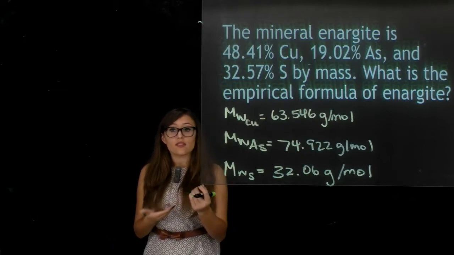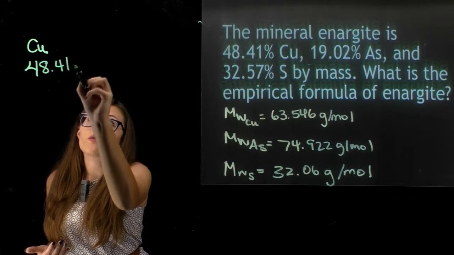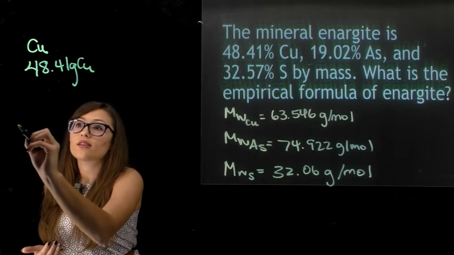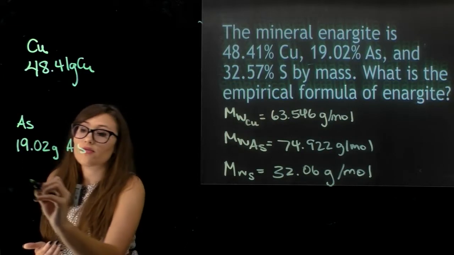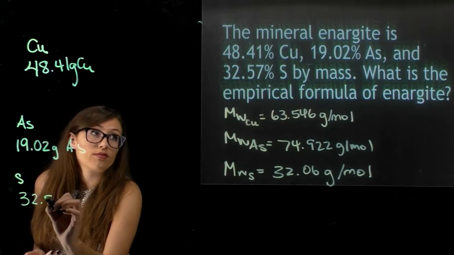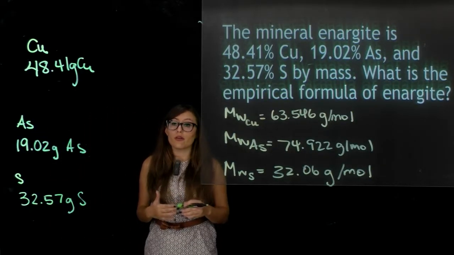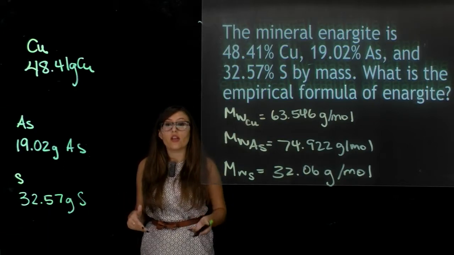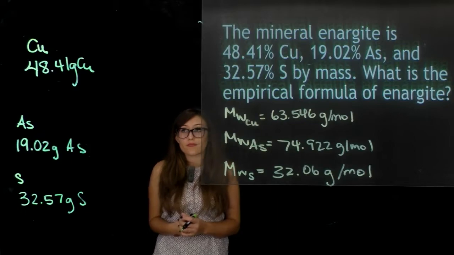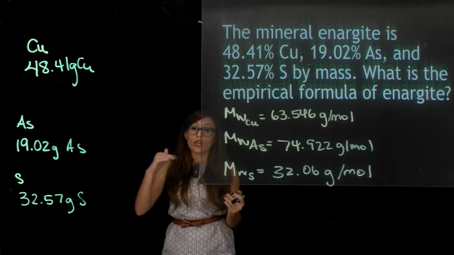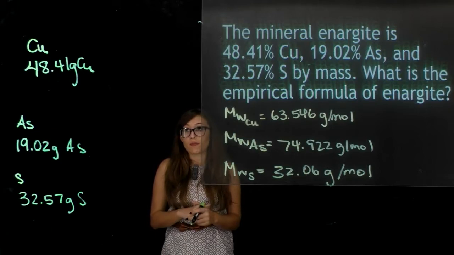out of 100 grams. And so this will make copper 48.41 grams of copper. For arsenic, this would make this 19.02 grams of arsenic. And then for sulfur, this would be 32.57 grams of sulfur. Once you do this, we know for determining the empirical formula, you have to convert grams to moles, find your least number of moles, divide by that value, and then you can start to build your empirical formula. Remember, empirical formula just tells you the ratio, the most simplistic formula that you can have, tells you the ratio of your atoms to one another.